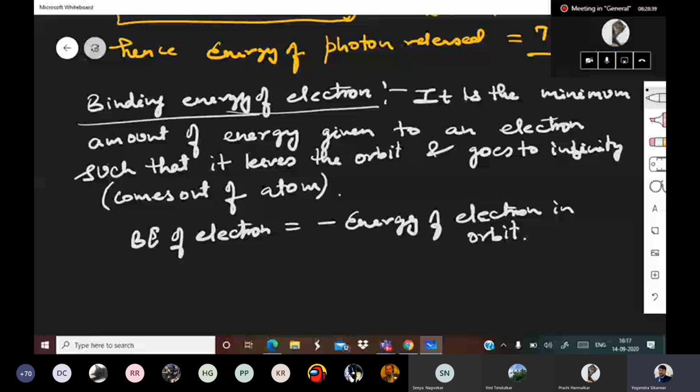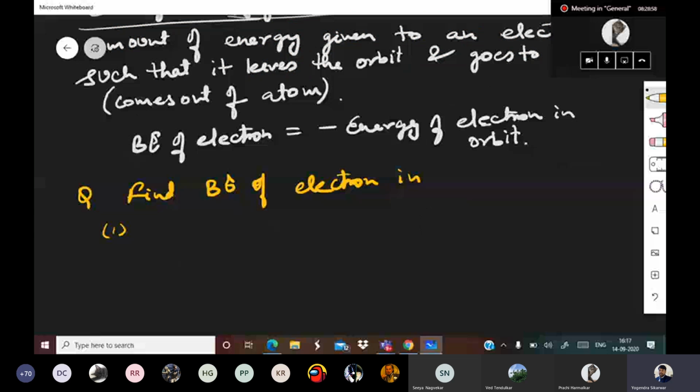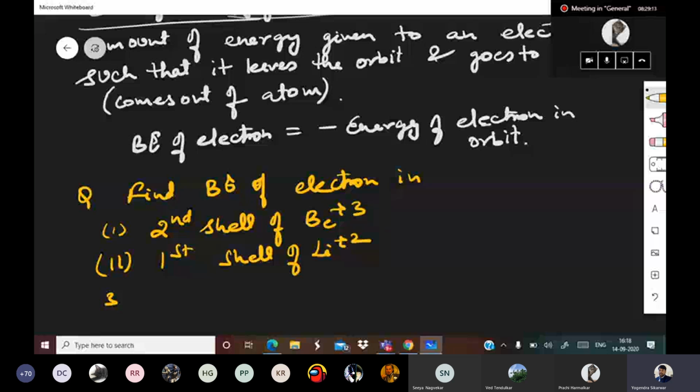Okay. So question, find binding energy of electron in number 1, second shell of Be plus 3, number 2 first shell of Li plus 2, number 3 third shell of H. Please find, everyone.